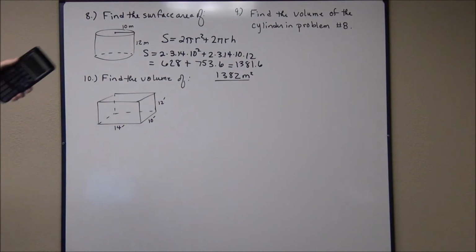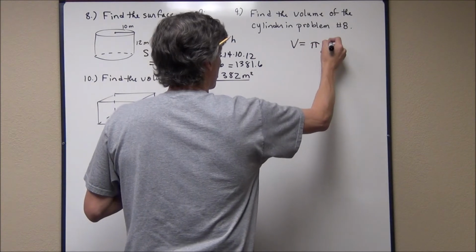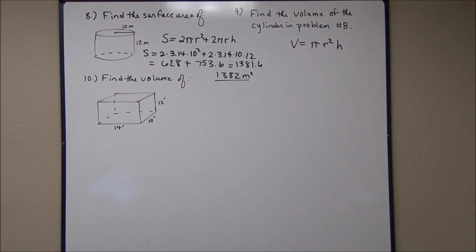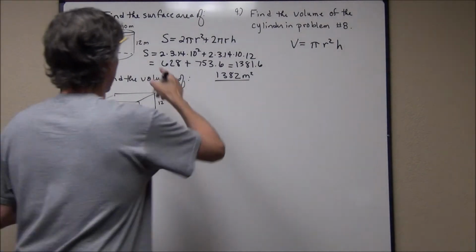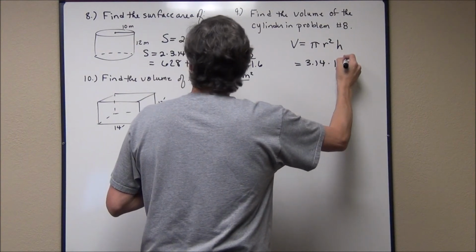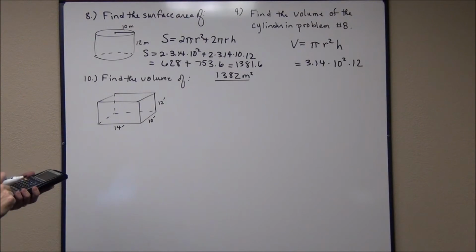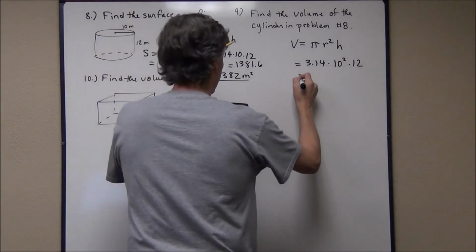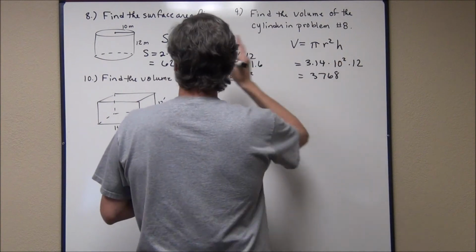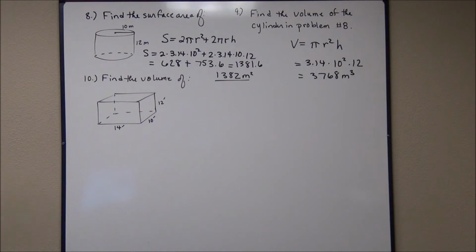Now I'm going to find the volume of that shape over there. The volume of that shape is equal to pi r squared h. That's the specific formula I gave you for finding the volume of a cylinder. So in this case, my radius is 10 and my height is 12, so I have 3.14 times 10 squared times 12. So I multiply 3.14 times 100 times 12, and I get 3,768, and this would be in cubic meters, because I'm finding the volume, and that's 3-dimensional.